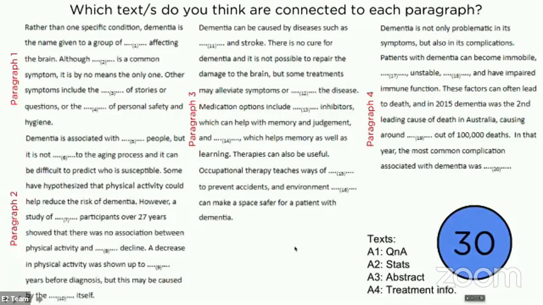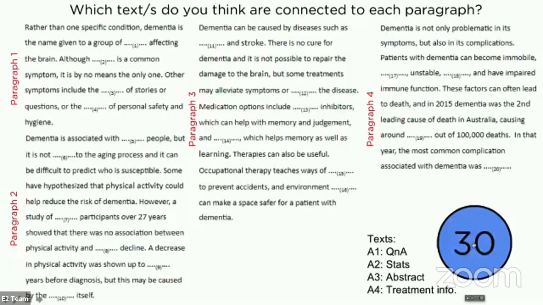So let's do a little quiz. I want you to quickly scan, read paragraph 1, paragraph 2, paragraph 3, paragraph 4, looking for keywords that will give you clues as to which text you will be looking for. So in paragraph 1, where would you find this information to fill these gaps? In the Q&A, in the statistics, in the abstract, or the treatment info? In paragraph 2, there's going to be words that give you a clue as to which text you need to go to. For paragraph 2, well, you need to read the Q&A, the stats, the abstract, or the treatment info.